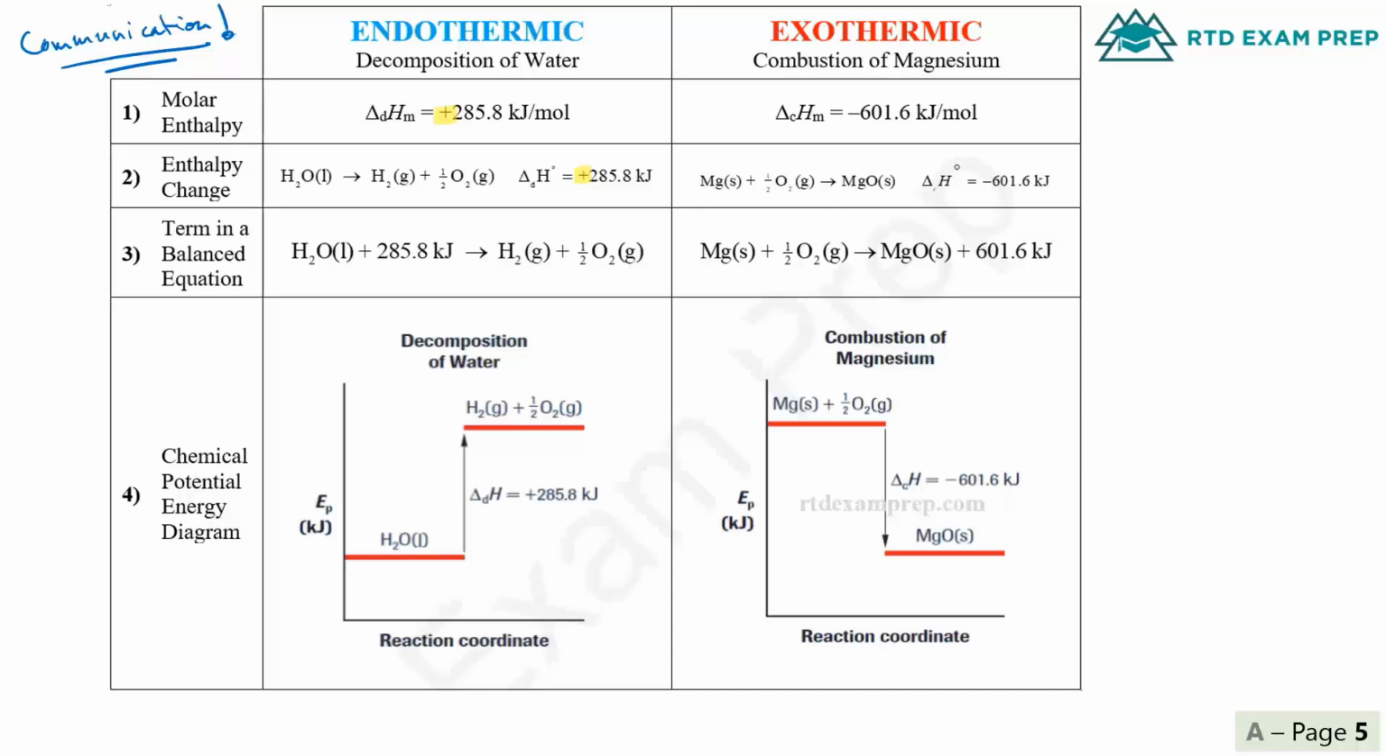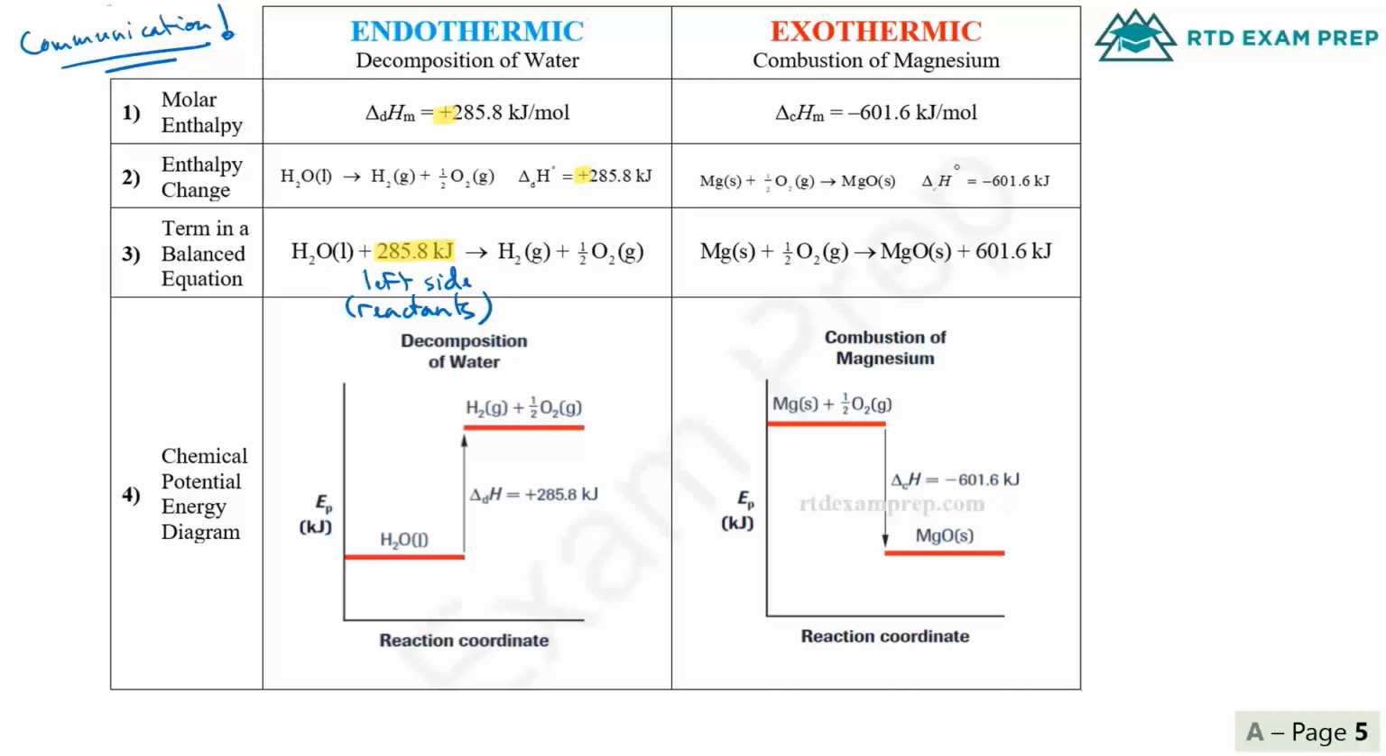We can also place an energy term in a balanced chemical equation. Look at where the energy term is. For an endothermic reaction, we put the energy term on the left side, which goes with the reactants. This is what we would see for an endothermic reaction.